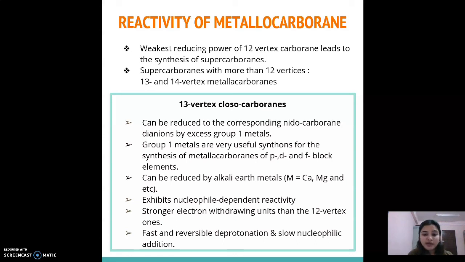It exhibits nucleophile dependent reactivity, because the 13 vertex chlorocarborane has different reactivity patterns which depend on the nature of the nucleophile itself. It has stronger electron withdrawing units than the 12 vertex one, because the 12 vertex chlorocarborane cannot be deprotonated by a strong base. However, the 13 vertex, since it's a stronger electron withdrawing group, can exhibit fast and reversible deprotonation, but slow nucleophilic addition.